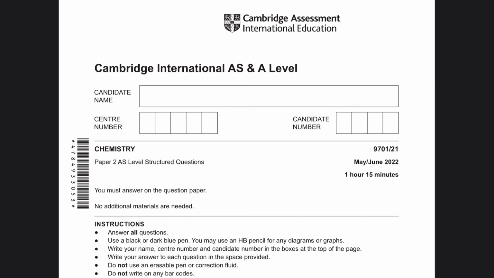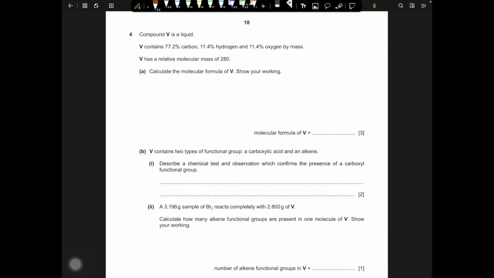This is May-June 2022, variant 21. So on to this next question. We have compound V is a liquid and it contains this particular amount of carbon, hydrogen and oxygen, and it has a relative molecular mass of 280. So the question asks for molecular formula, but before we do that, we must identify the empirical formula first.